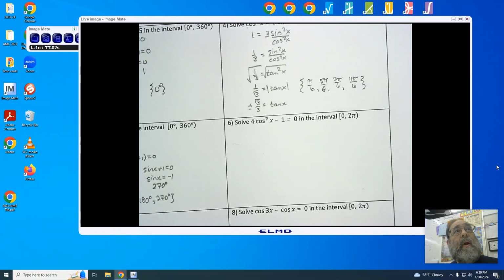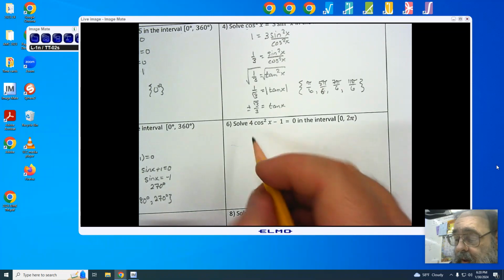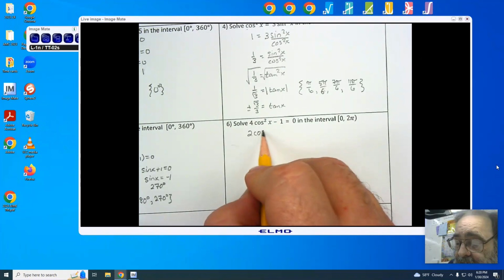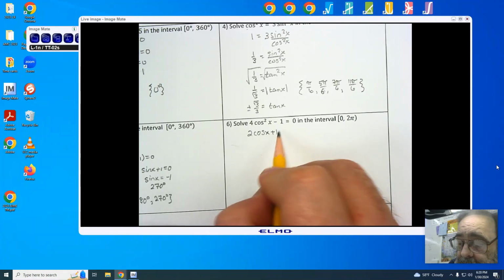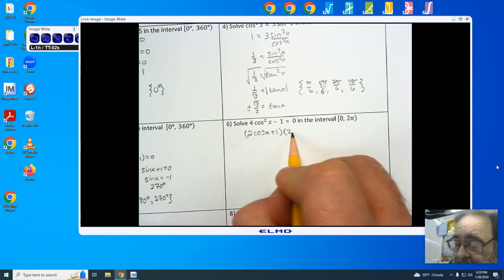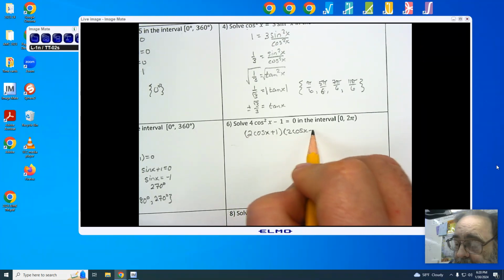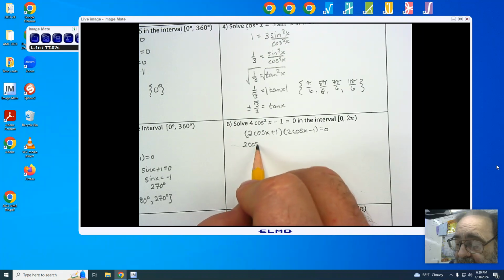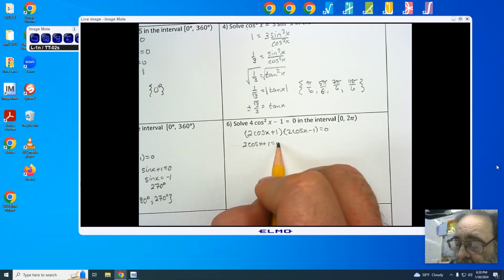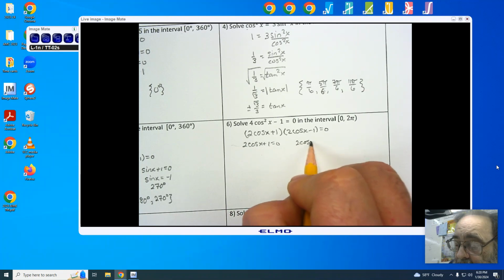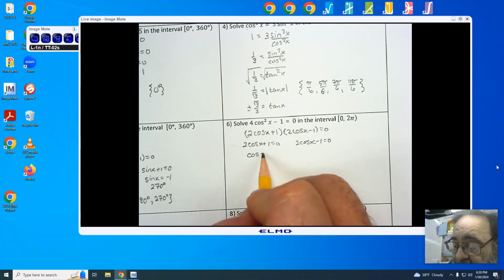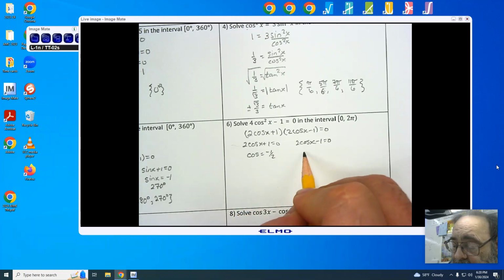Notice number 6 is already written as a difference of squares, so I'm going to want to factor it. This is going to give me (2 cosine of x plus 1)(2 cosine of x minus 1). I set each factor equal to 0, so 2 cosine of x plus 1 equals 0, and 2 cosine of x minus 1 equals 0. This gives me cosine of x is equal to a negative 1/2, and cosine of x is equal to a positive 1/2.